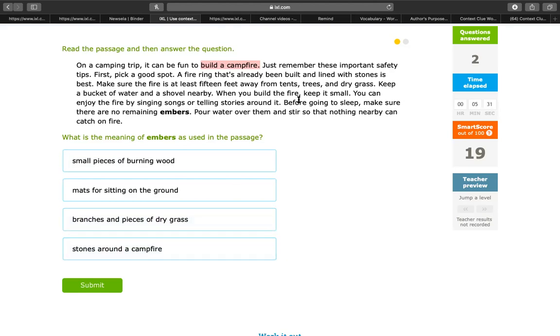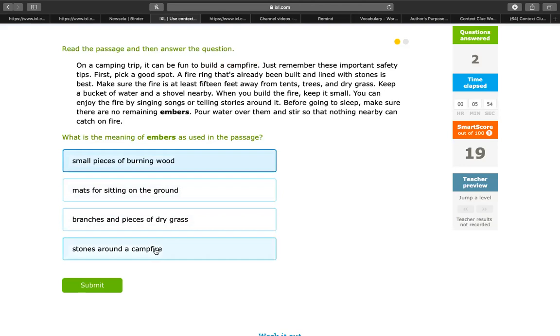So let's do the next one. Stones around a campfire. Before going to sleep, make sure there are no remaining stones around the campfire. Are you going to lift all these stones? That's what I'm thinking in my mind. So it's between these two. What's our best answer? Small pieces of burning wood or mats sitting on the ground? Small pieces of burning wood. Yes, okay.